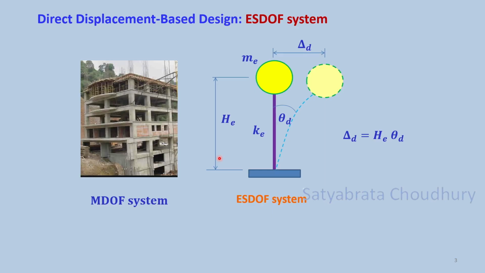In the previous video we have seen that a multi-degree of freedom system, real system, can be converted to a single degree of freedom system having certain properties. The properties of the single degree of freedom system are called equivalent properties. So it has equivalent mass ME, it has equivalent stiffness KE, and the height of the equivalent single degree of freedom system is HE. If theta d is the angular displacement of the system, then the linear displacement suffered at the top will be equal to theta d into HE as given through this equation.